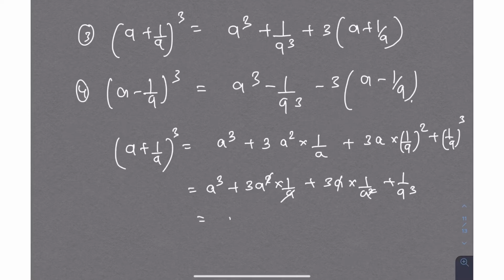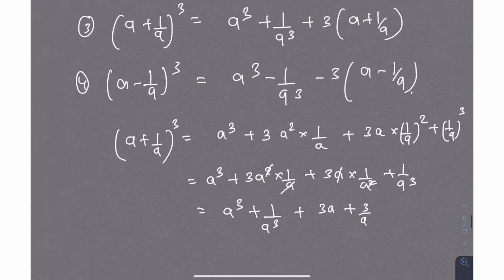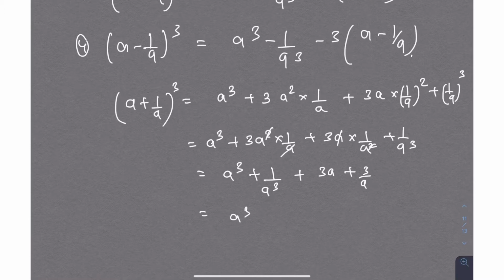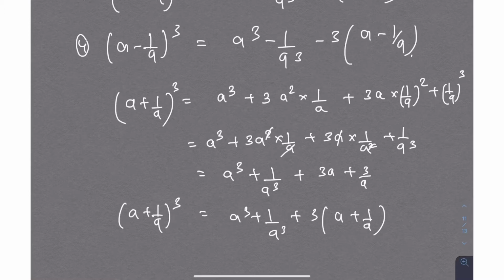So when I rearrange, I'm going to get a cube plus 1 upon a cube plus 3a plus 3 upon a. We can take 3 common and we'll get this. So now we have a plus 1 upon a the whole cube is equal to a cube plus 1 upon a cube plus 3 into a plus 1 upon a.